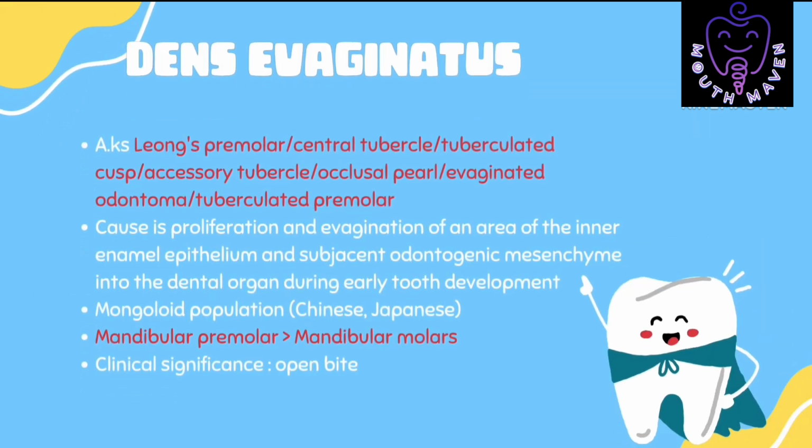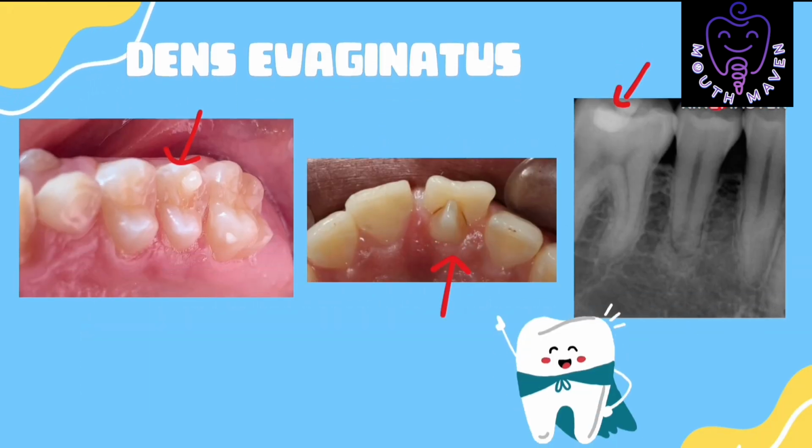Now is dens evaginatus. It is also known as Leong's premolar, central tubercle, tuberculated cusp, accessory tubercle, occlusal pearl, evaginated odontoma, tuberculated premolar. It causes proliferation and evagination of an area of inner enamel epithelium and odontogenic mesenchyme into the dental organ. Most common in the mandibular premolar, then the mandibular molar. Here is the image of the dens evaginatus along with the radiographic image of the dens evaginatus.